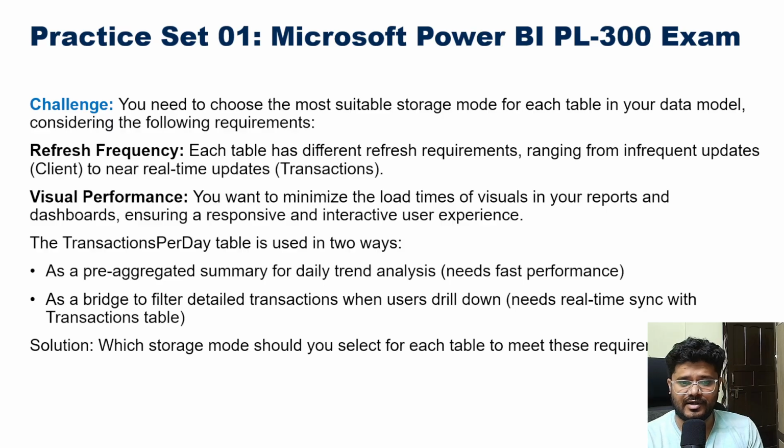And the transactions per day table is used in 2 ways: as a pre-aggregated summary for daily trend analysis, which is needed for fast performance. Second, acting as a bridge to filter detailed transactions when users drill down, which needs real-time sync with transactions table. Okay, these are the two requirements in which transaction table is currently used in the model. So which storage mode should you select for each table to meet these requirements?